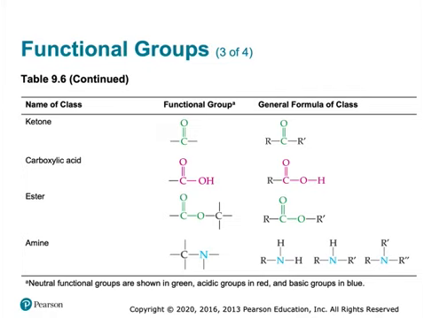So maybe you've heard of something called ketosis. That is when our body is in starvation, we go to a state of ketosis or ketoacidosis. That's where there are ketones found in the blood.